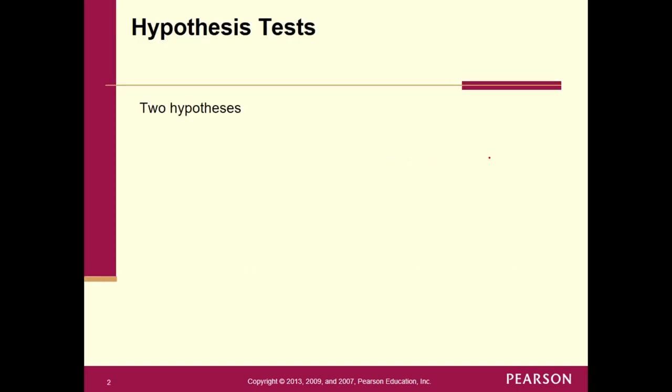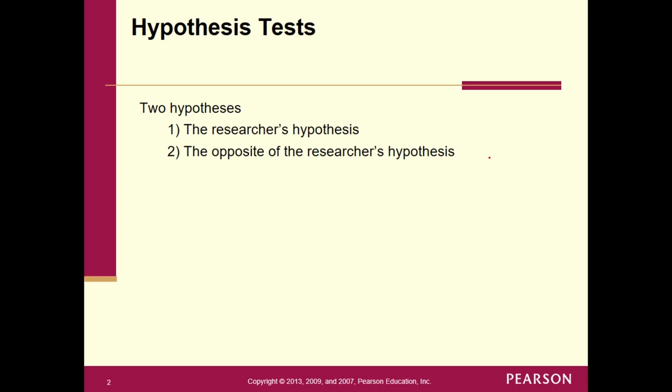So there's two hypotheses, and what is the researcher's hypothesis? The researcher has some sort of hypothesis about a parameter that's coming from a population. Remember, the researcher's concern is always the population, so we're going to be testing parameters here. And then you have the opposite of the researcher's hypothesis. Now we're going to get a little more specific. We're going to name these in a little bit, but let's just talk about them in general for now.